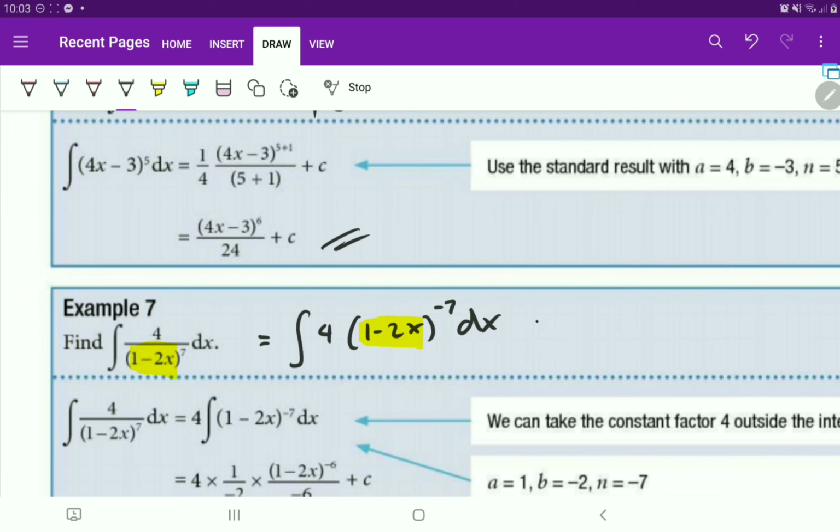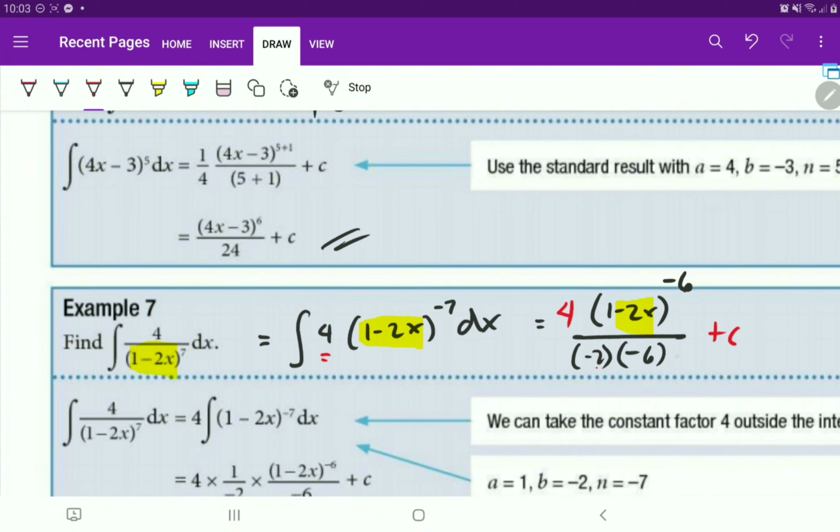So therefore, what do we know? Again, you copy the (1 minus 2x). Negative 7 plus 1 is negative 6. Then you divide this by negative 6, and you multiply by negative 2. Take a look, why negative 2? Negative 2 because that is the derivative of this. And don't forget that we have 4 outside. The 4 just stays there. Then you have the plus c, and then you need to simplify.